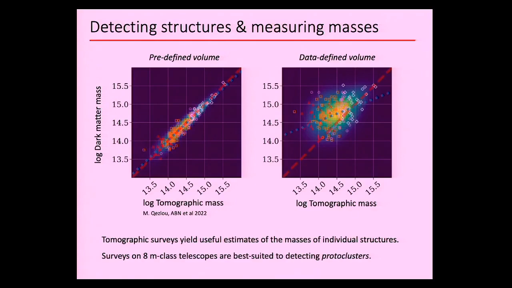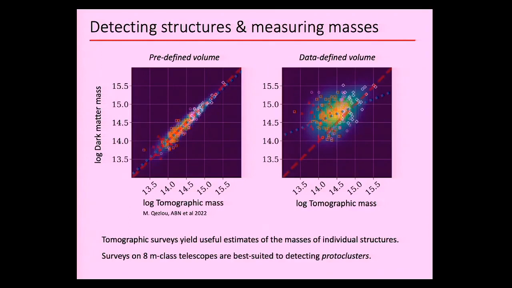It gets a little harder if you want to let the data tell you what a structure is and integrate the mass within some isodensity contour or something. That's more challenging, but still actually pretty useful considering how imprecise our mass estimates usually are. And in terms of what we're actually able to detect, you can see all the masses here are above 10 to the 14 solar masses.